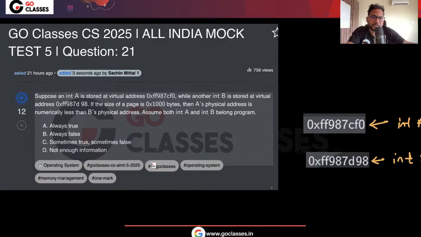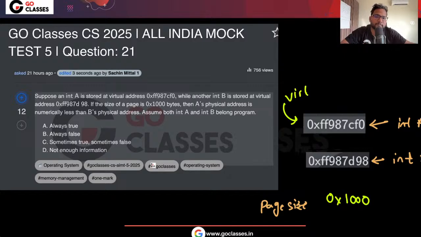So basically page size is also given. Let me write here. Page size is also given as 0x1000. Then A's physical address is numerically less than B's physical address. So basically this is the virtual address of A. Okay. And this is the virtual address of B.